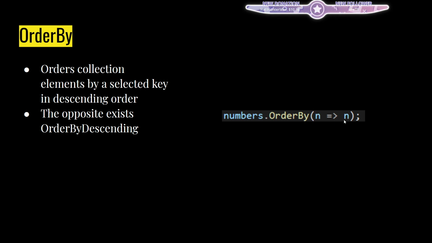However, if we take something like an object, for an object we can specify here by what property we would like to sort. So very flexible and very readable as well. The benefit of LINQ is that it's very human readable. It reads exactly as what it does. Literally, numbers ordered by themselves.